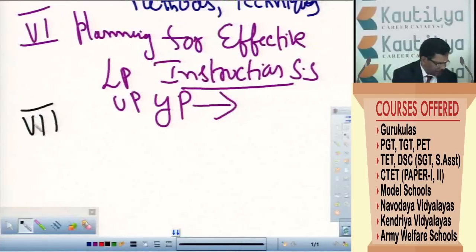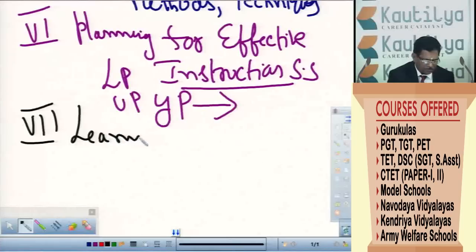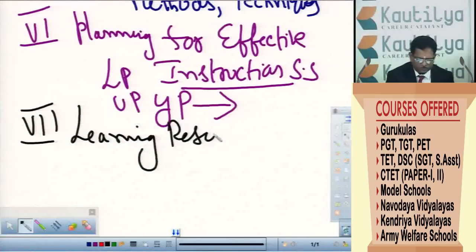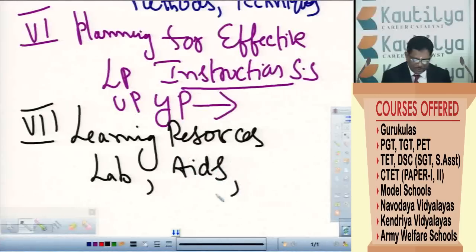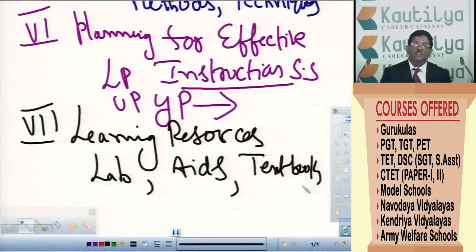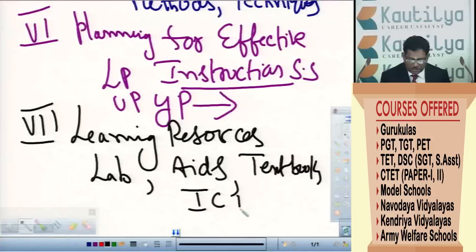The next unit, that is learning resources in social sciences. That is nothing but social science labs, different teaching aids in the teaching and learning process, and textbooks, the importance of textbooks and what the different features of textbooks are, and ICT in social studies, information and communication technology in social sciences. So all these are the different learning resources.